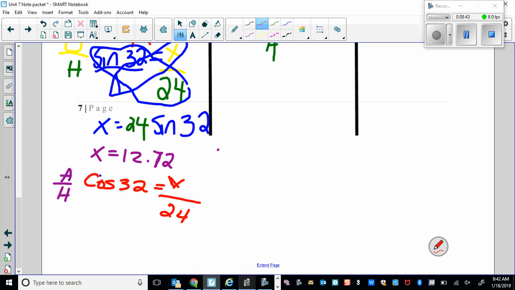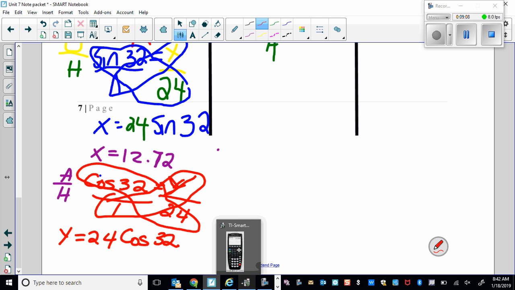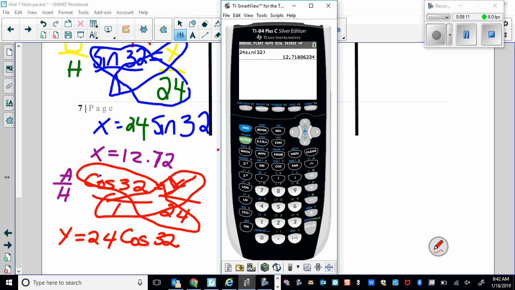I will do it both ways and you guys will decide. So now this is over 1, and then you're going to cross multiply. This would be the most accurate answer if you do it this way, because it will give you all the decimal numbers. So y would be 24 cos 32. So I'm going to take the calculator again and do 24 cos 32. Close it. Okay, and that's what I got, 20.35.